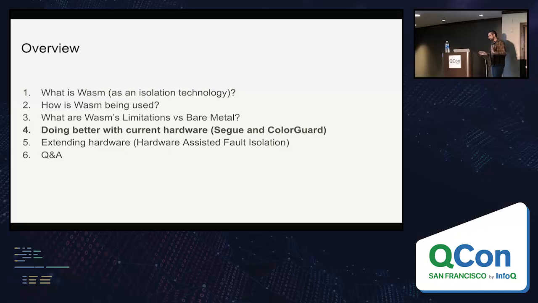So 2 things. How do we do better with current hardware? And then how can we extend hardware to overcome these limitations? And by extend hardware to overcome these limitations, I mean the limitations that Wasm has, but all the way to how do we get these properties that Wasm has: super fast startup, teardown, communication, all this goodness, without even having to get into Wasm, just for native binaries for whatever code you run.